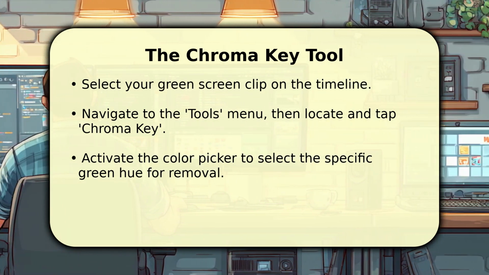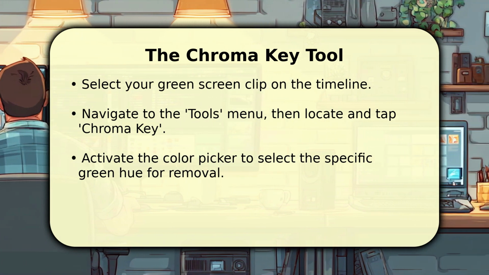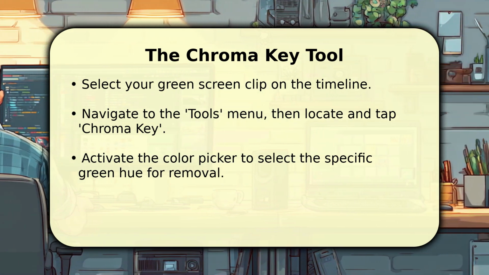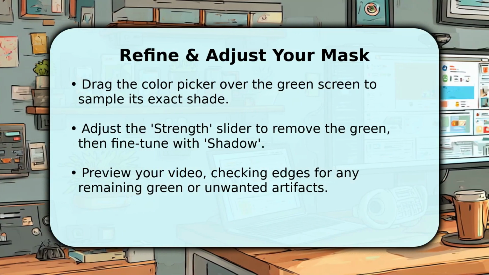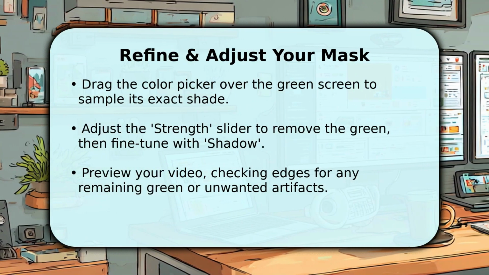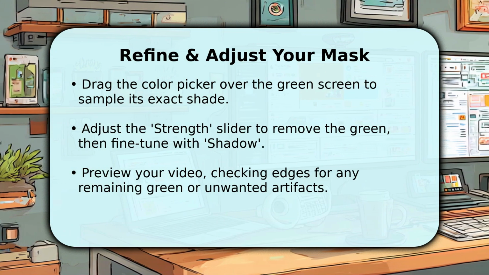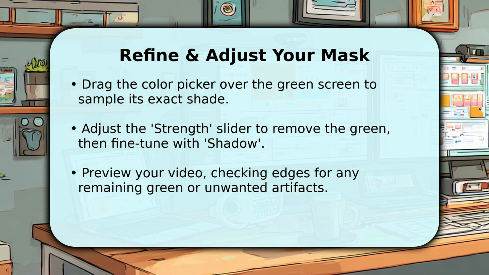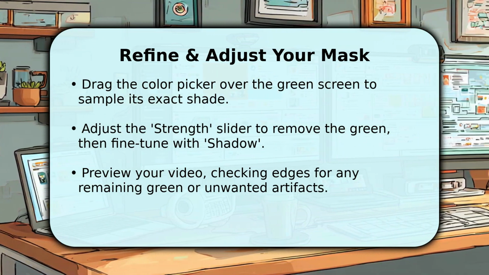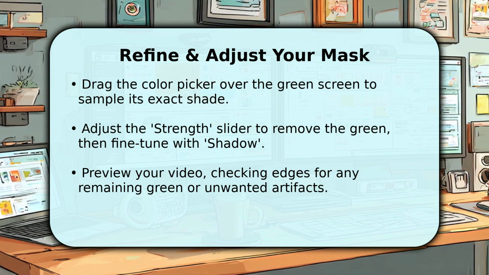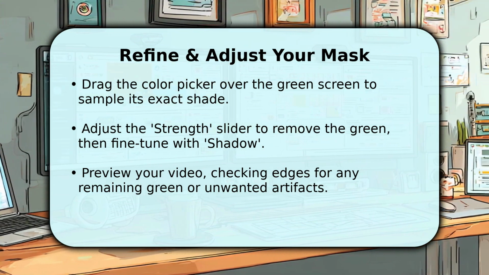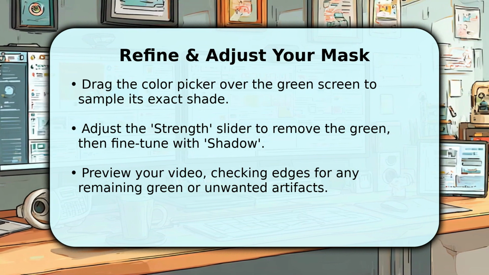Now, activate the color picker and prepare to precisely target that vibrant green screen. With the color picker active, carefully drag it over the green screen area in your preview window. This selects the precise color for removal. Next, move to the strength slider and gradually increase it until the green background completely disappears.